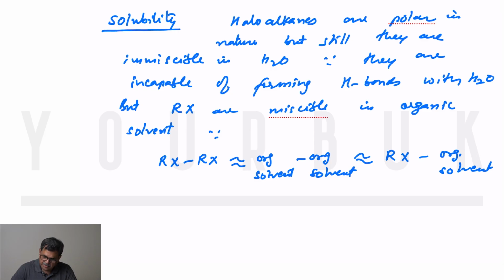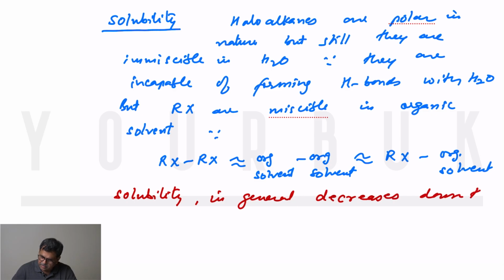And the last point, their solubility in general decreases down the homologous series. Now, next point is the reactivity of haloalkanes. This is a very, very important point, the reactivity of haloalkanes.